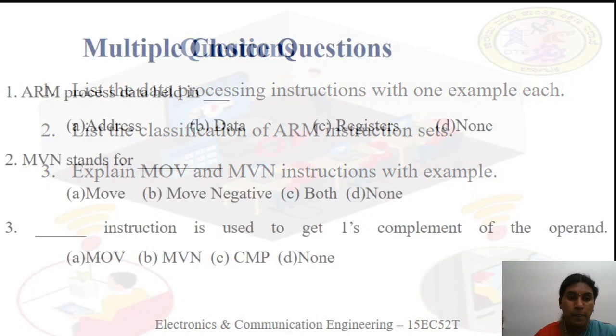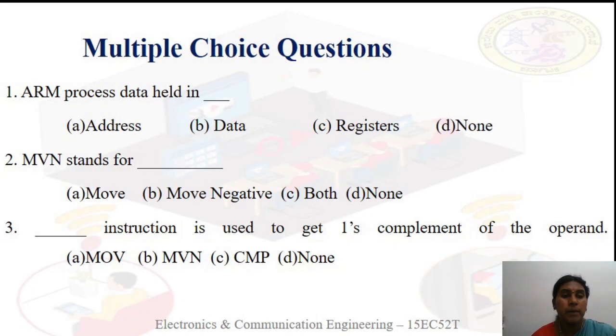Okay. Now we will see some multiple choice questions they may ask from this session. The first question: ARM processes data held in dash. ARM always stores the data in registers. Whatever data it is going to process will be fetched from the memory and then put in a register. After that only it will manipulate the data. That's why the answer is C, that is registers.